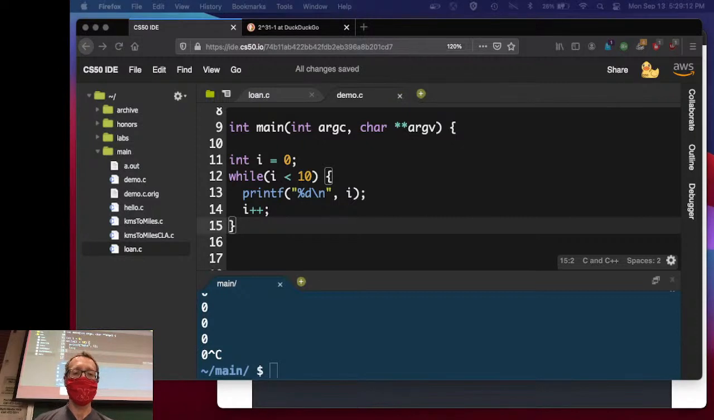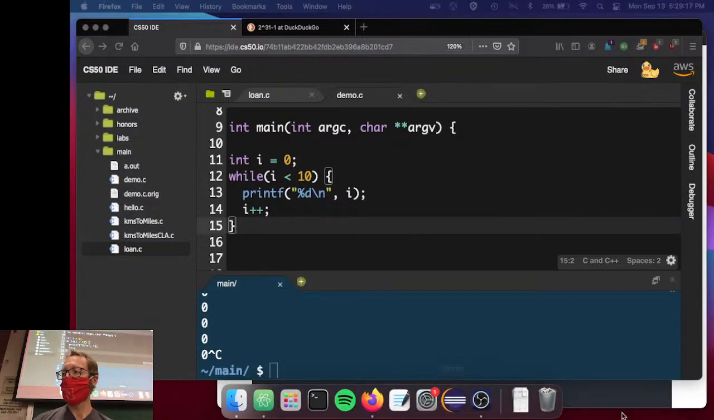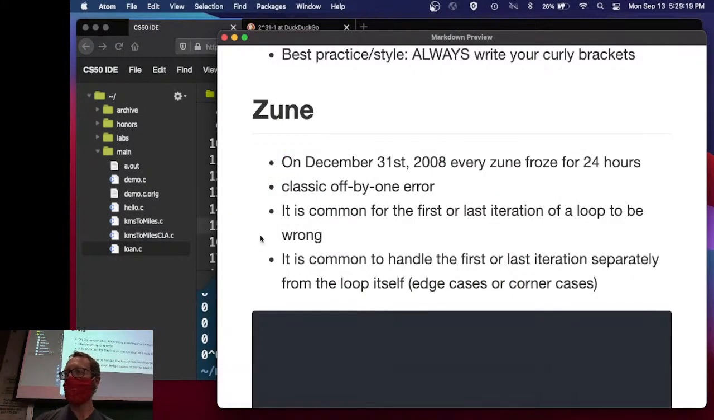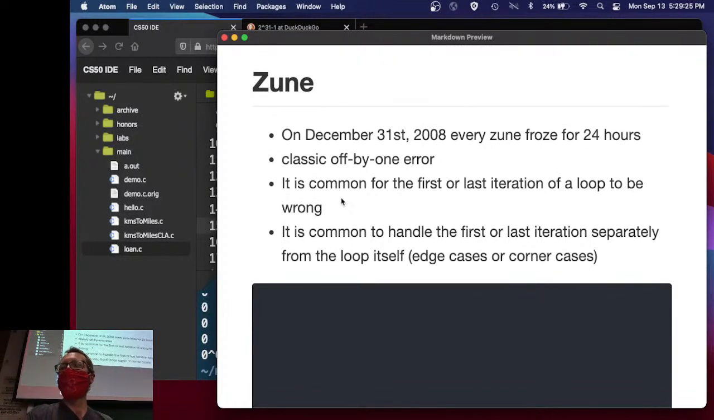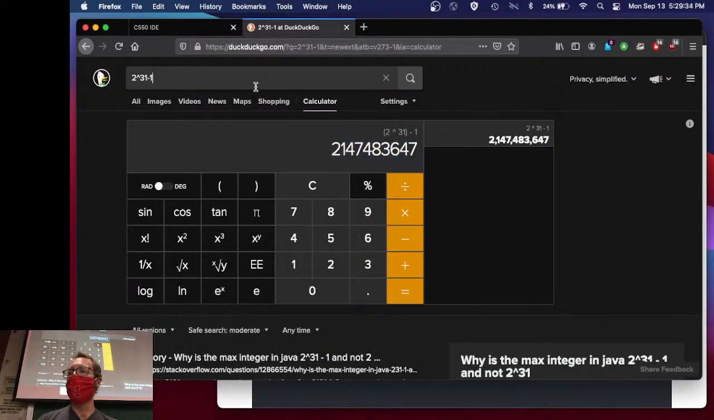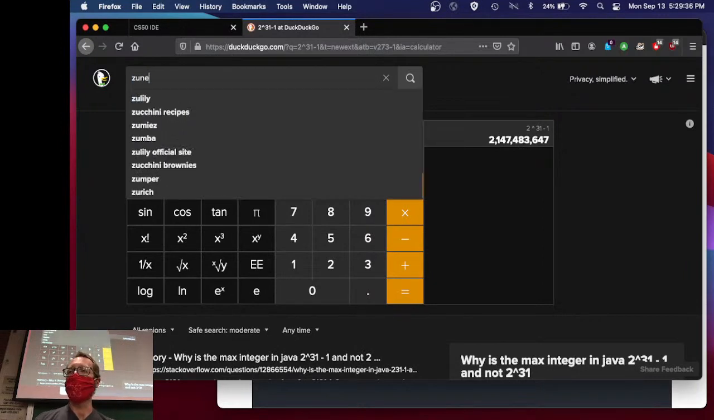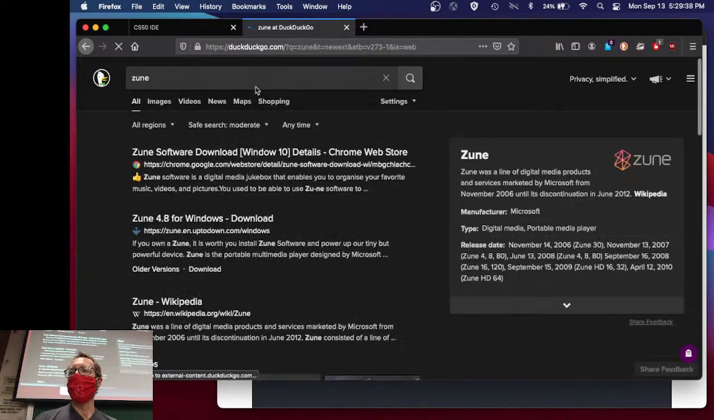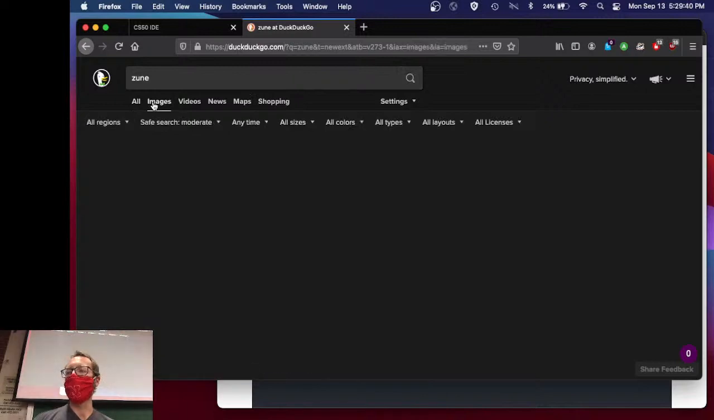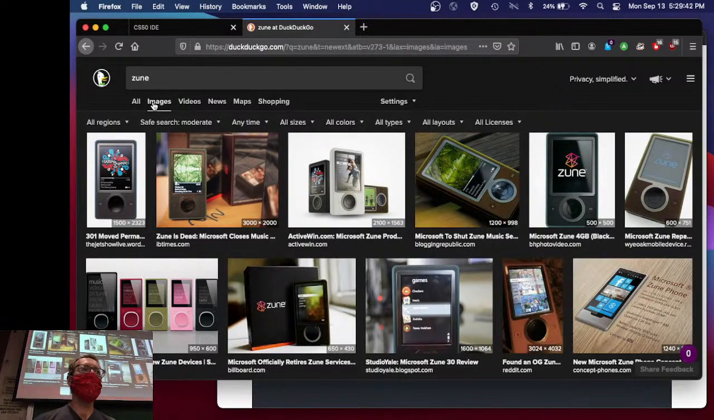All right, and then the last one. This is a real world one, by the way. Many of you may be too young to remember or never have had a Zune. But on December 31st, 2008, every Zune froze for a 24-hour period. So let's ask DuckDuckGo, what is a Zune? It was Microsoft's answer. I'll just look at the images here.